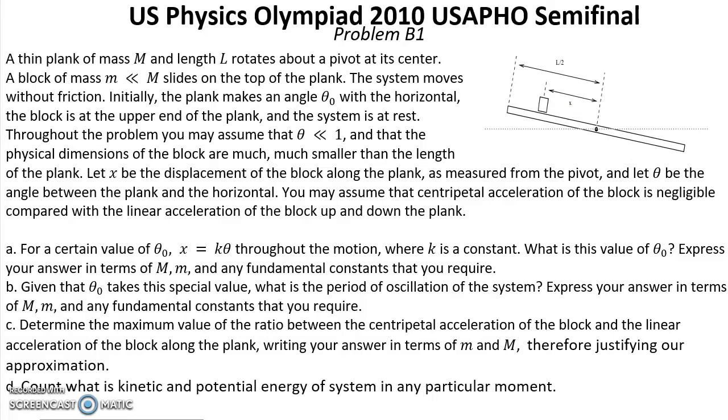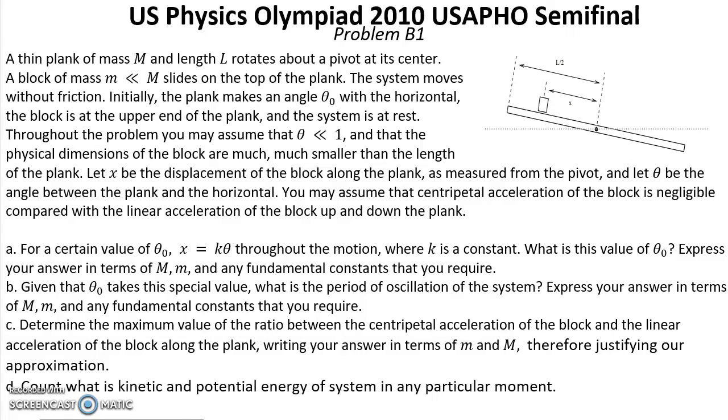Questions. Question A. For a certain value of θ0, x equals kθ throughout the motion, where k is a constant. What is the value of θ0? Express your answer in terms of big M, small m, and any fundamental constants that you require. Question B. Given that θ0 takes this special value, what is the period of the oscillation of the system? Express your answer in terms of big M, small m, and any fundamental constants that you require.